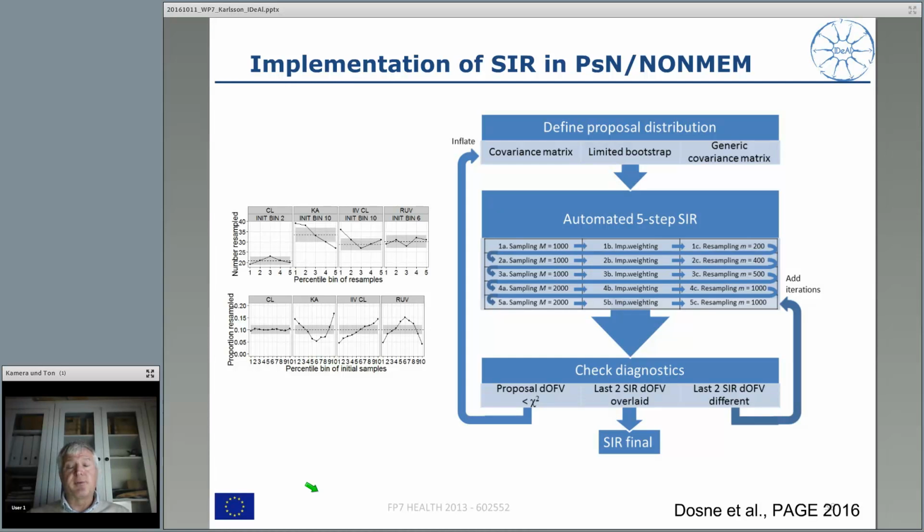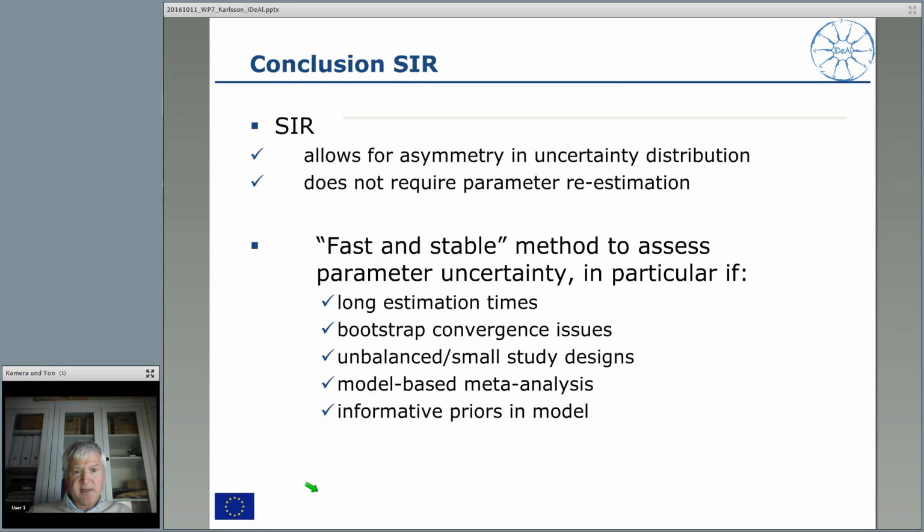So again, the SIR procedure is something that has recently been published. It's in the reference list, and another paper describing this procedure is being finalized at the moment. So with that, I just want to conclude around the sampling importance resampling, that this is a method that allows for asymmetry in the uncertainty distribution. It does not require parameter re-estimation. So we have a fast and stable method.